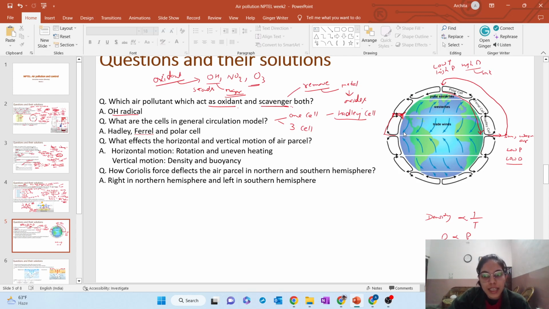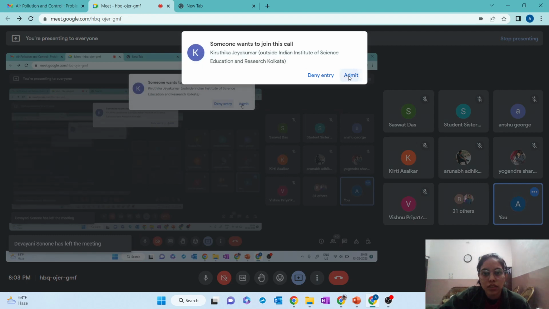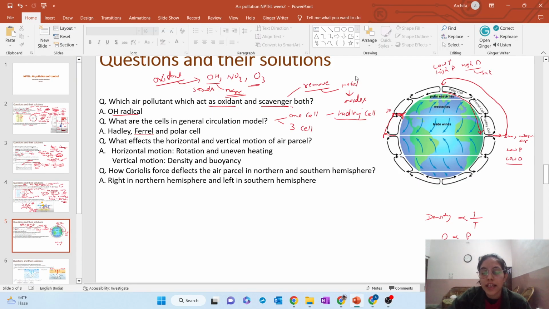But in the three cell model, it says that warm air which is rising from the equator reaches the 30-degree latitude. It becomes cool, and as it becomes cool, its density increases, and hence it starts sinking. As it starts to sink, it can move toward the equator or it can move towards the pole.